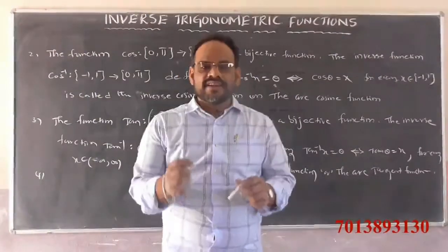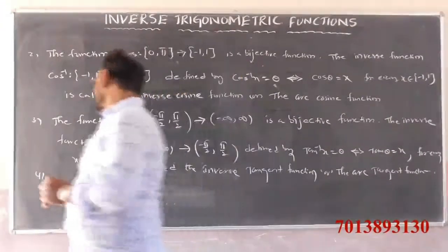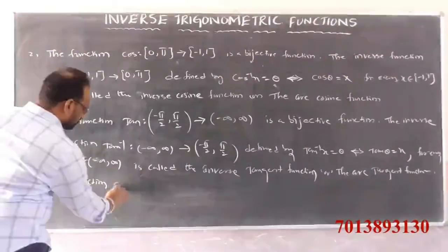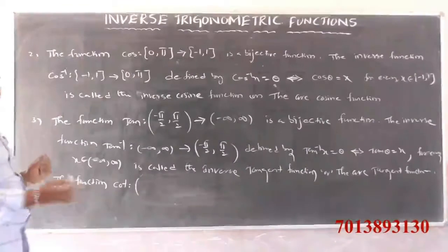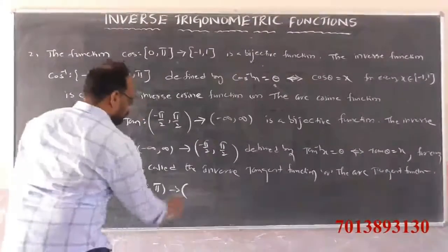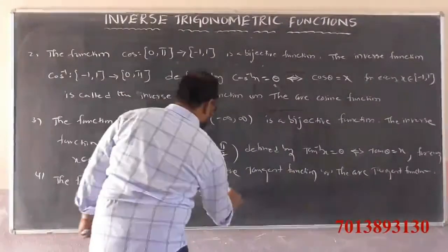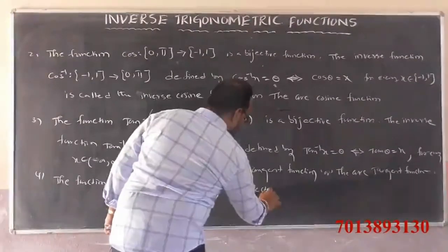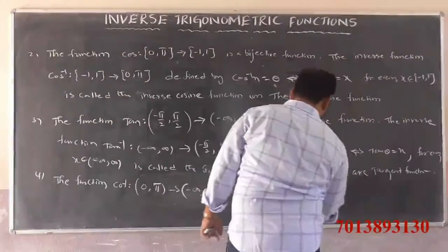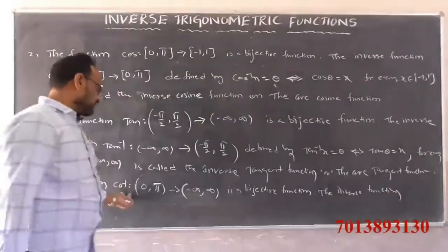Next, the fourth one. The function cot, if you restrict the domain to the open interval 0 to pi, mapping to minus infinity to plus infinity, is a bijective function. Then only does the inverse exist. The cot function is not a bijective function on its full domain.